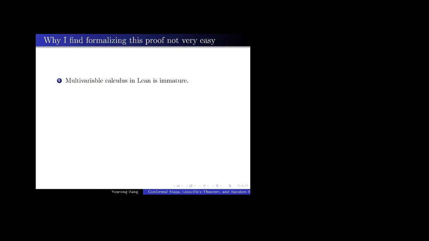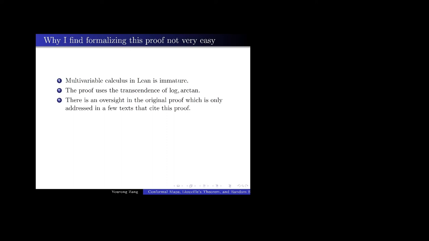Then I find formalizing this proof quite complicated because we do not have a mature system or API of multivariable calculus, although we have a lot of theorems about derivatives or even the implicit function theorem. However, doing multivariable calculus is not easy. Actually, computing the partial derivatives is not an easy thing to do at the current stage. And the proof uses the irrationality of arctangent, which was not in mathlib.